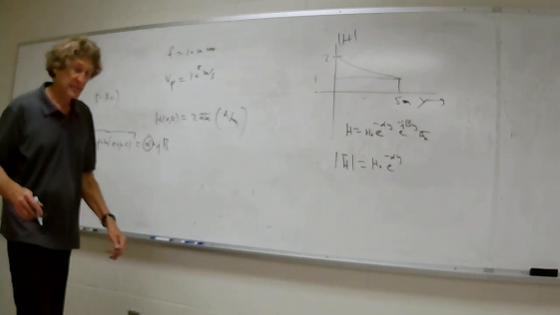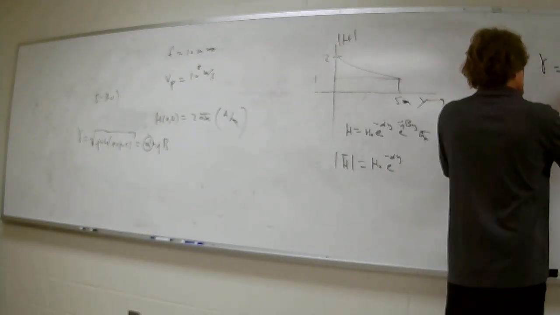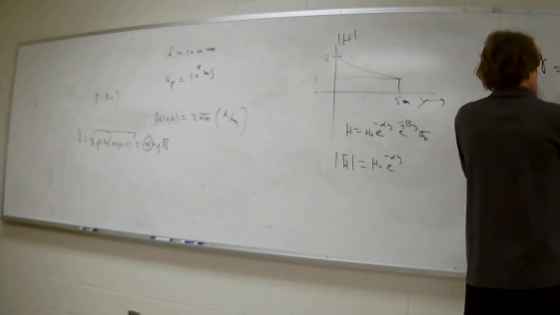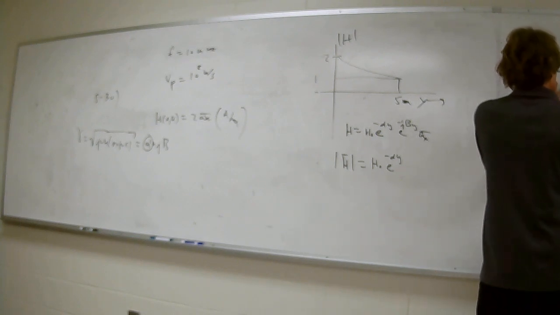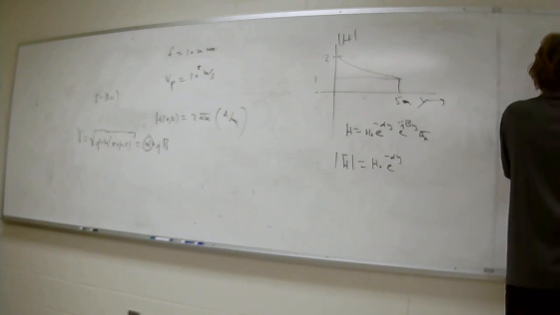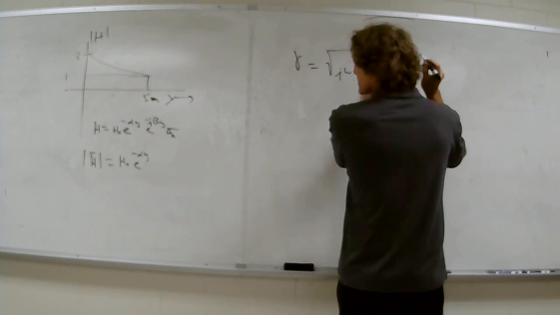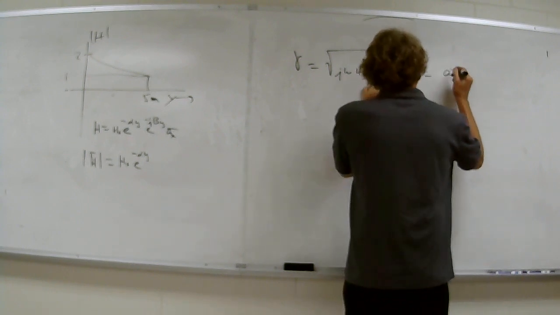Now, if you look at this, remember gamma itself is going to be equal to the square root of j omega mu times sigma plus j omega epsilon. Here we know that's equal to alpha, and our alpha was, I forgot what it is, 0.138?